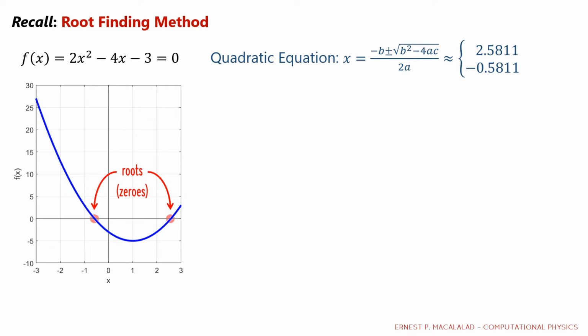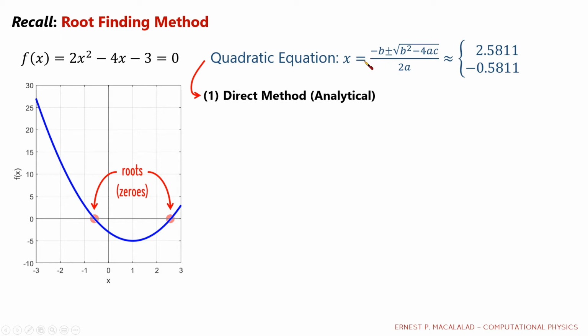Okay, as we notice that a more precise root of this function, which is from the quadratic formula, is 2.5811 and negative 0.5811, which is very close to our estimated root earlier. So as I mentioned earlier, this quadratic formula, by following this quadratic equation, is called the direct method. It is an analytical method or an exact method to determine the root of a function.